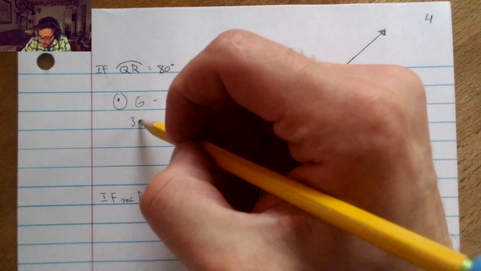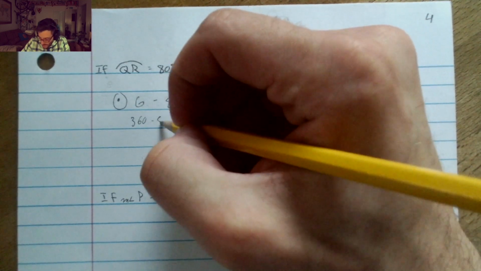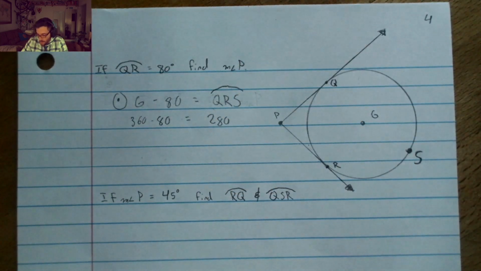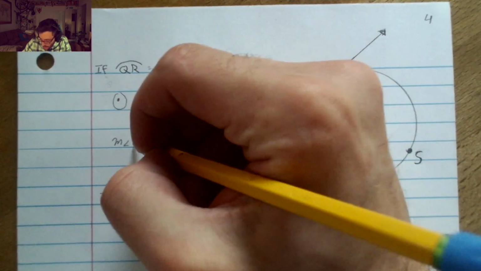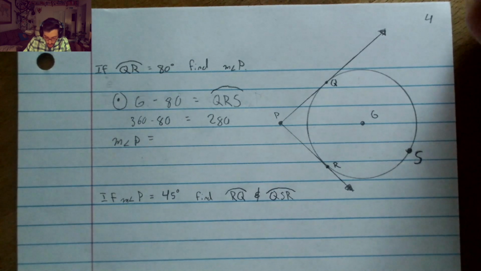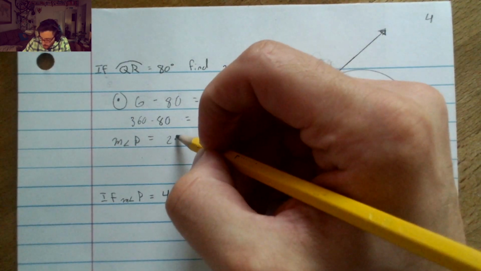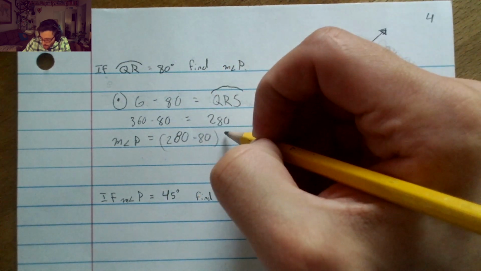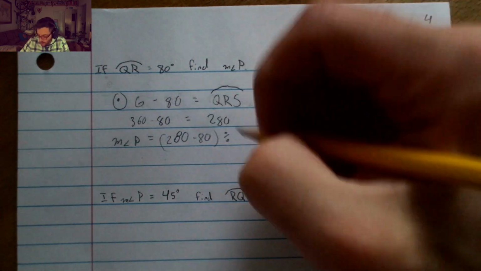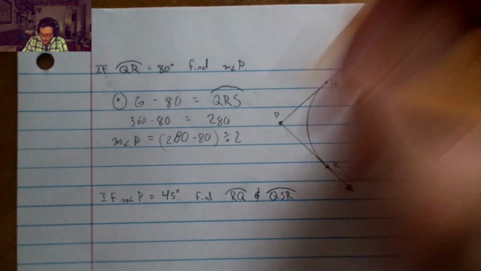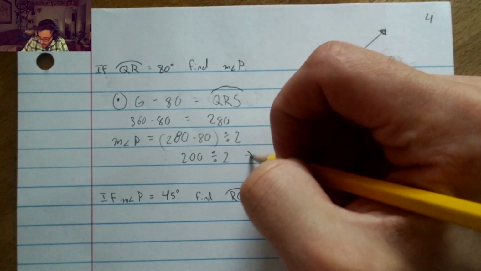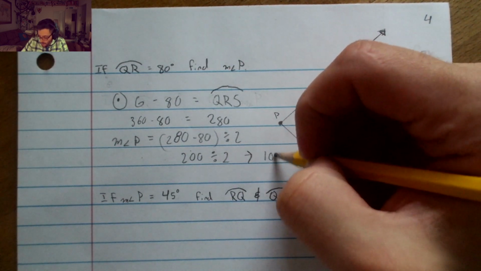So if we do 360 minus 80, we end up getting a value of 280. And now we can go about doing this original equation, where we can say the measure of angle P is going to be equivalent to 280 minus 80 divided by 2, or multiply by 1/2. Here we get a value of 200. We divide it by 2, and we get a final solution of 100 degrees.